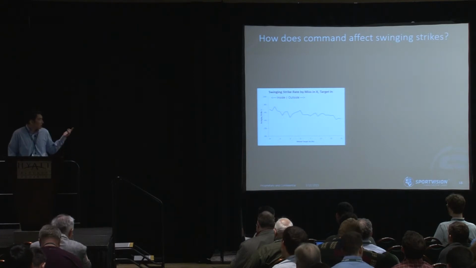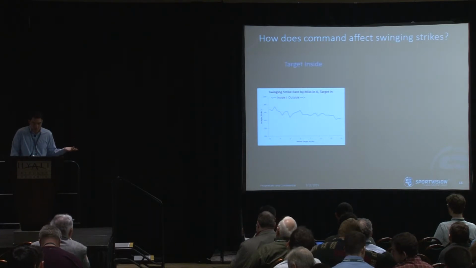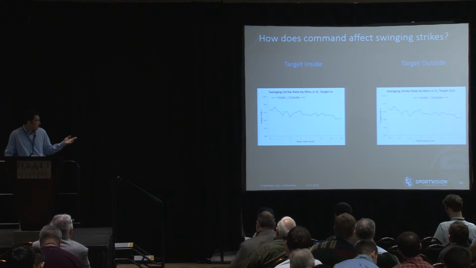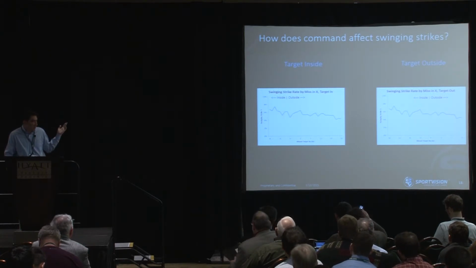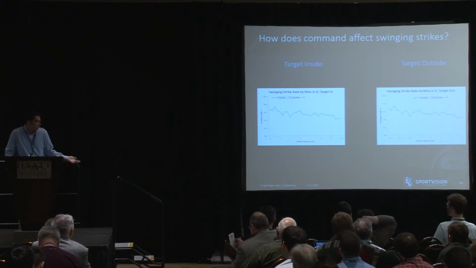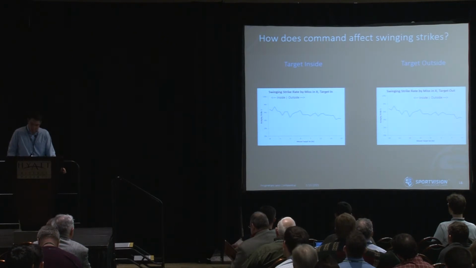Similarly, how does command affect swinging strikes? Setting up a target inside, setting up a target outside. In this case, this kind of gels, I'd say, with more conventional wisdom. It doesn't seem to matter too much where the target is set up. Just the further inside you throw the ball, the higher a rate you're going to get of swings and misses. And I think that generally makes sense.